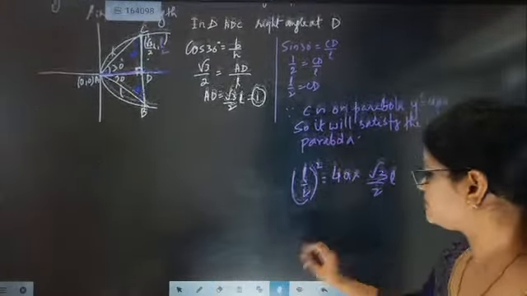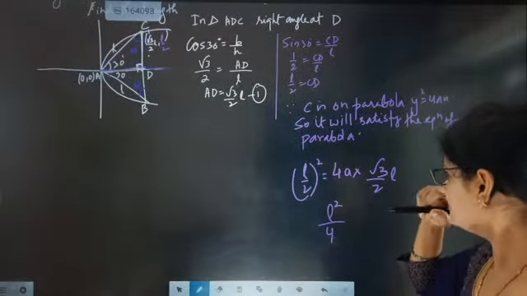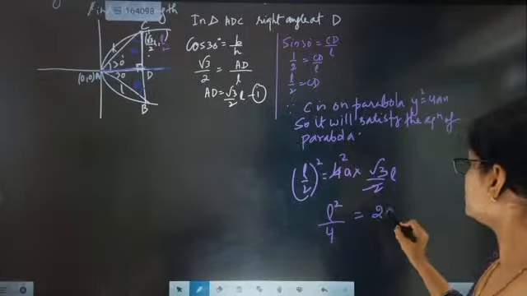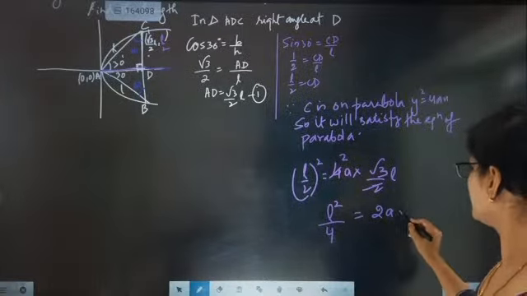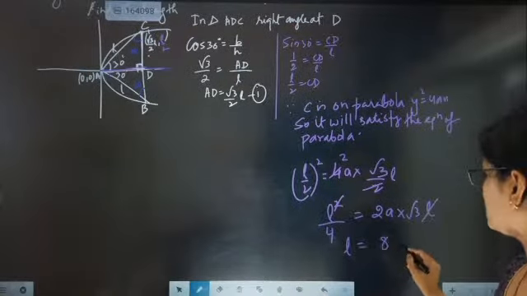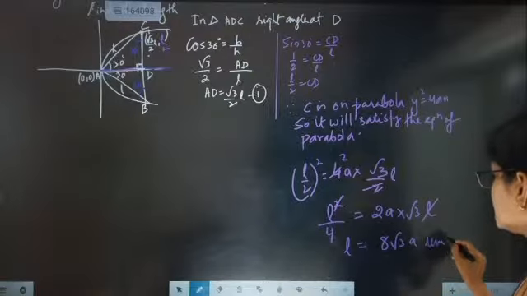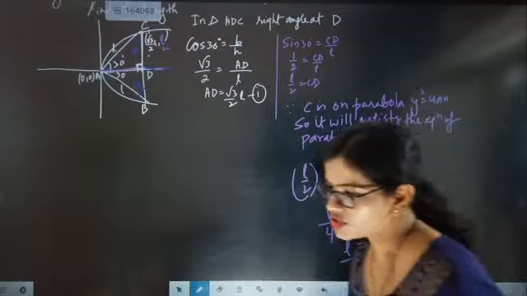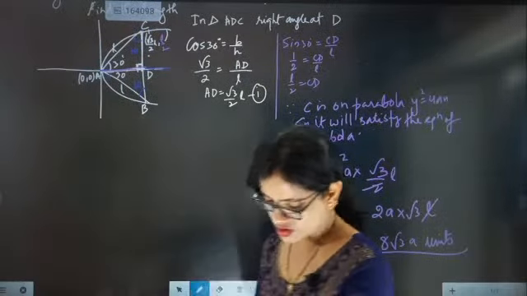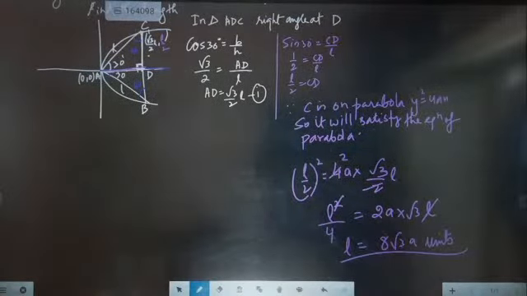So now L square by 4 equals 2a into root 3 L. This L and this L got cancelled. L will be equal to 8 root 3a units. Absolutely. 8 root 3a units. We got 8 root 3a units.